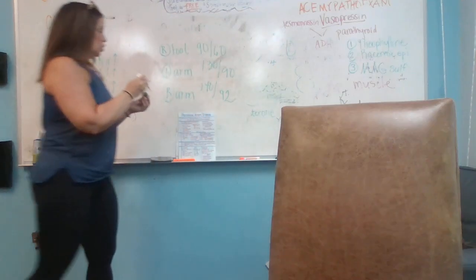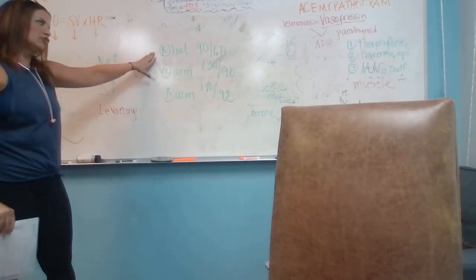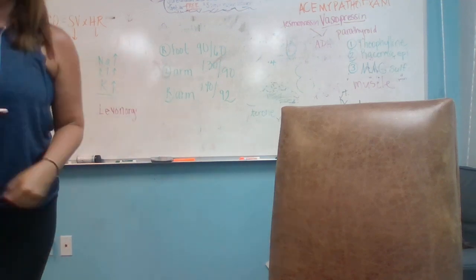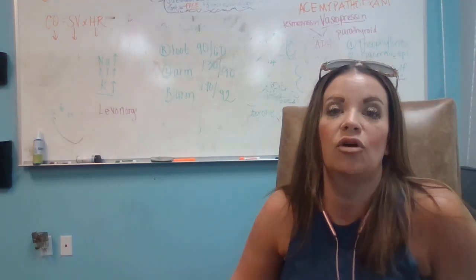All right. So you are doing the calculation. You got the patient supine. Their right foot is 90 over 60. The left arm is 130 over 90, and the right arm is 140 over 92. So y'all try to calculate that out, and then we'll go over it together.